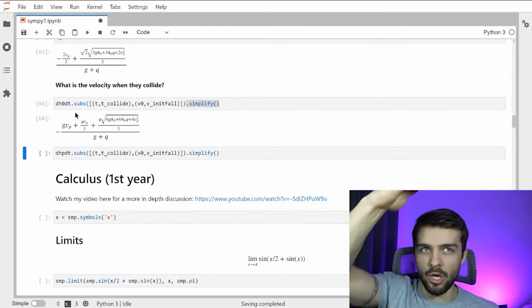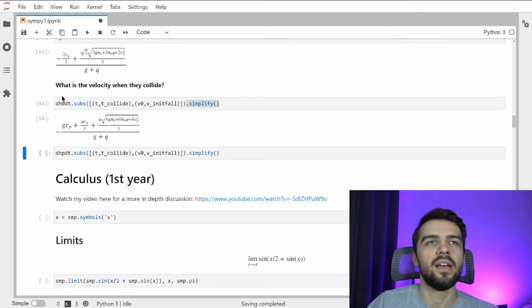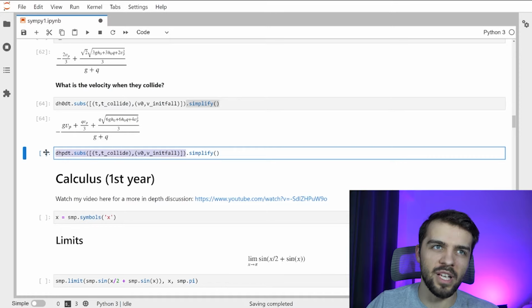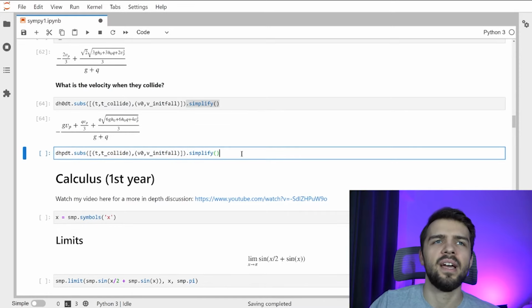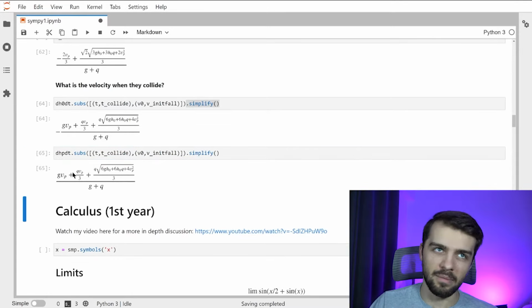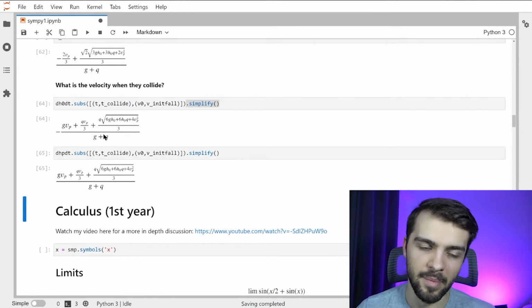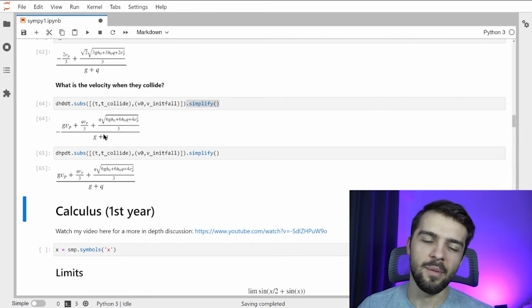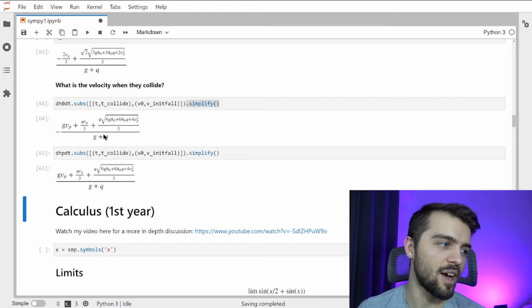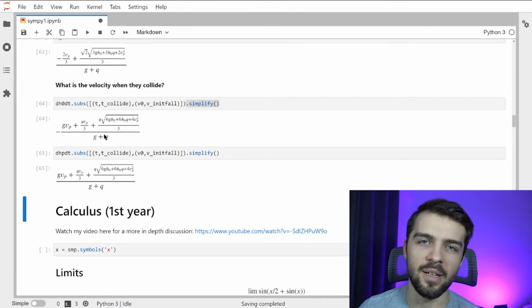Well, the platform should be the opposite velocity, right? If this is negative, then this should be everything but positive. So I do the same thing for dhp, the platform dt, and I call simplify, and lo and behold, I get the positive version of this expression up here. So we've correctly solved this problem. That's a simple physics problem, but you can see where SymPy really comes in handy for not having to do annoying and complicated math.